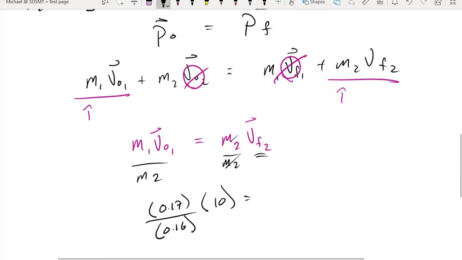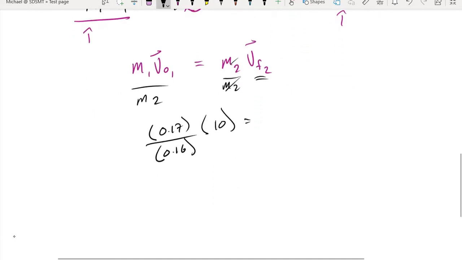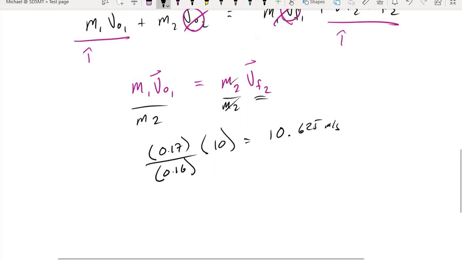Oops, I had some extra stuff going in the calculator there. Let me clear that out. 0.17 divided by 0.16 is 1.0625, and so since we're multiplying that by 10, this becomes 10.625, and that is going to be meters per second.